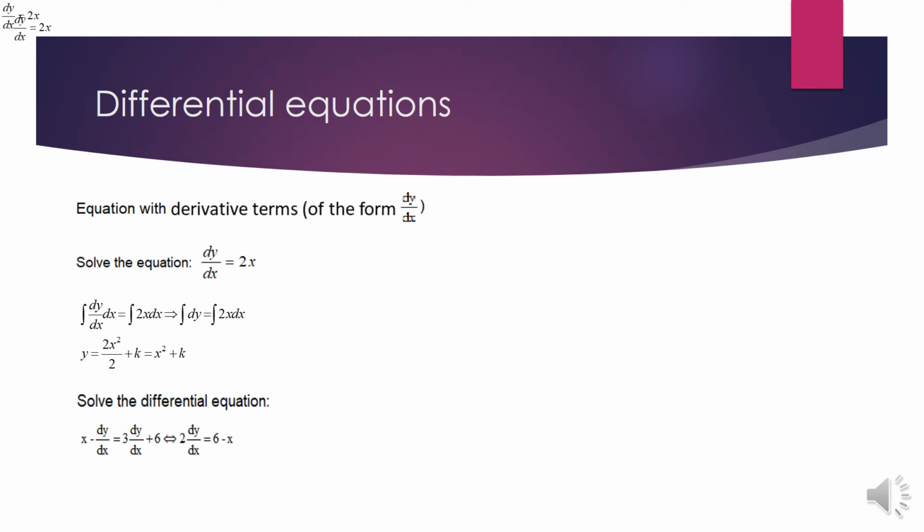We can solve more equations, e.g. x minus dy/dx equals 3 dy/dx plus 6. Look at like terms. We add to both sides 3 dy/dx, and we subtract from both sides x. So we shall have 4 dy/dx equals 6 minus x.